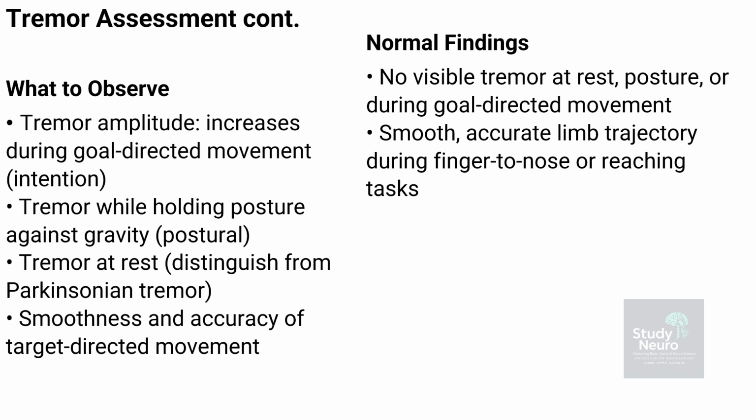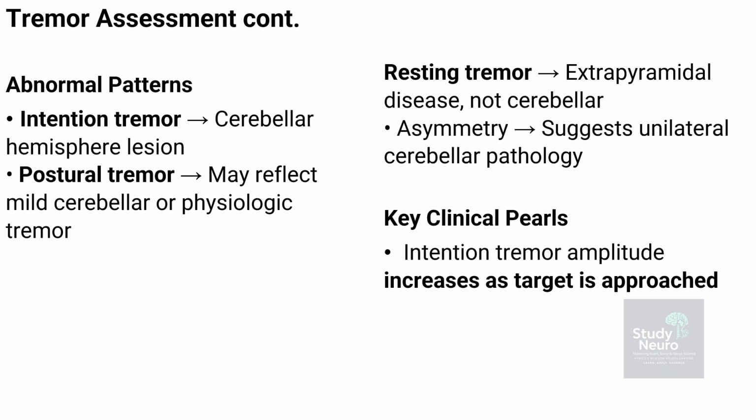As you test, compare both sides carefully. Cerebellar tremor is usually ipsilateral to the lesion, and asymmetry provides valuable localization. Throughout the task, pay attention not only to the tremor itself, but also to the smoothness and accuracy of the movement.